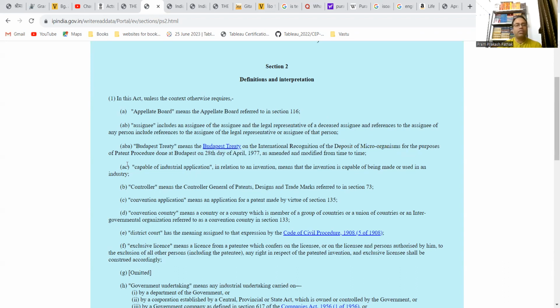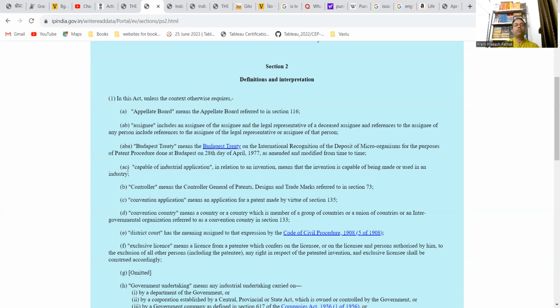Okay, then AC. So you can just memorize that AC, C means capable. So AC means capable. Or you can have your own way of memorizing this. But I just memorize by saying AC means capable. So capable is AC. One of the requirements of patentability is that it should be novel, inventive, and capable of industrial application.